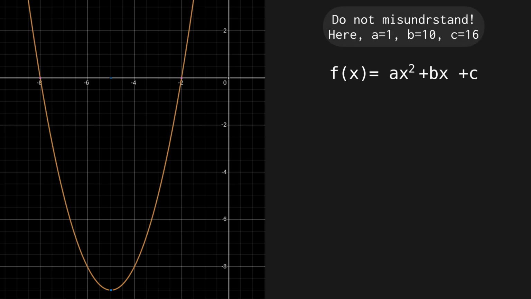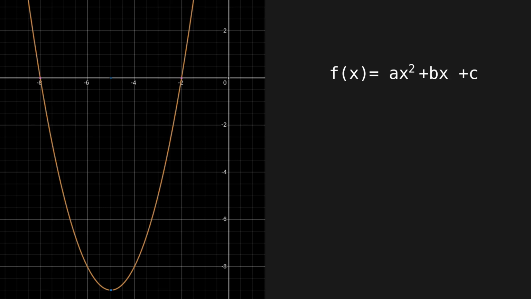Second-degree polynomials are polynomials that can have two roots, so it can have two intersecting points with the x-axis. A graph of f of x is equal to ax squared plus bx plus c has a vertex at -5 and two roots at -8 and -2. Let's see if we can bring them.